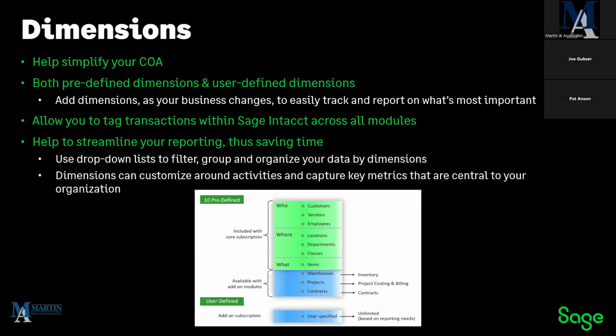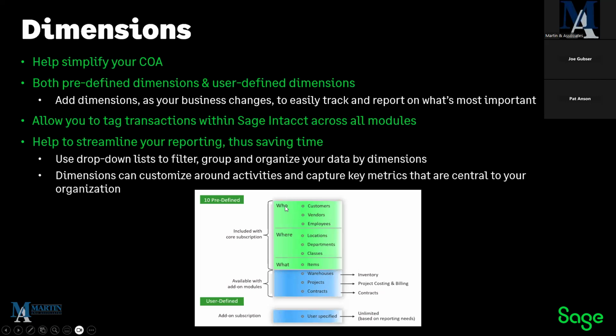So instead of having to build out a chart of accounts with every possible sub-account combination, you use dimensions inside of Sage Intacct. And there are both predefined dimensions and user-defined dimensions available. And what you do is you tag transactions to those dimensions. This then leads into one of the key benefits of Sage Intacct, which is the reporting and the ability to quickly slice and dice your data based on these dimensional values.